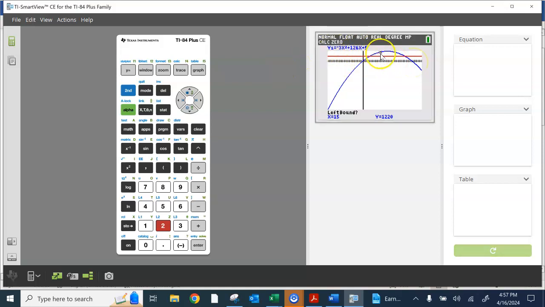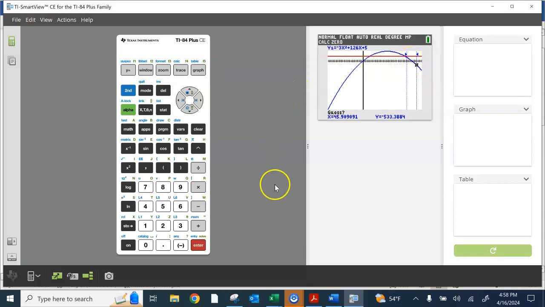So we've got to move our blinking cursor using the arrow keys until it gets pretty close to it. Now that it's pretty close, oh, we've got to do the left bound, right bound thing. So again, we want it to be a little bit to the left of that. So it's a little bit to the left of that point. And then we hit enter. Now it's asking for the right bound. Again, it wants us to get the 0 in between, a little bit to the right of it. And we hit enter. And now it's going to tell us where the 0 is right in between those two.